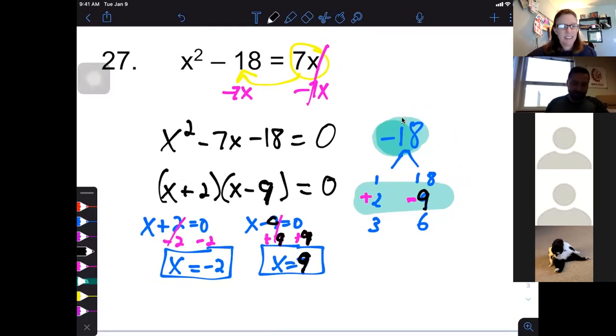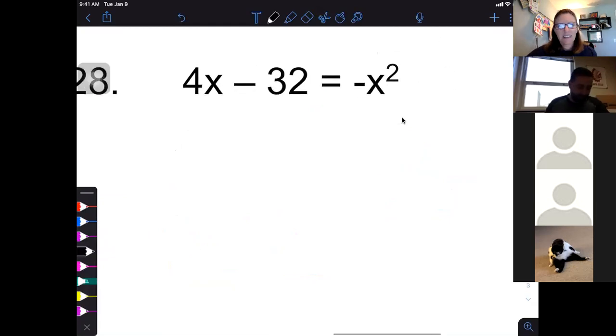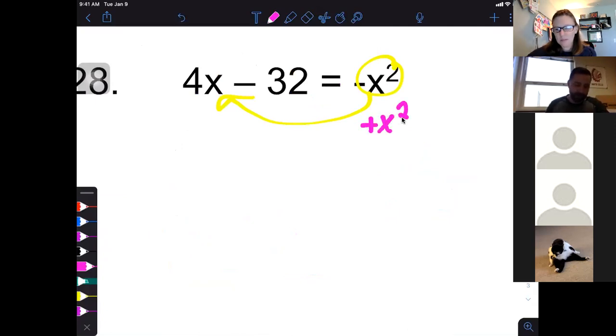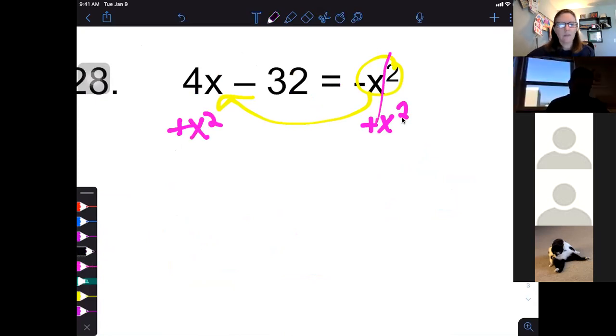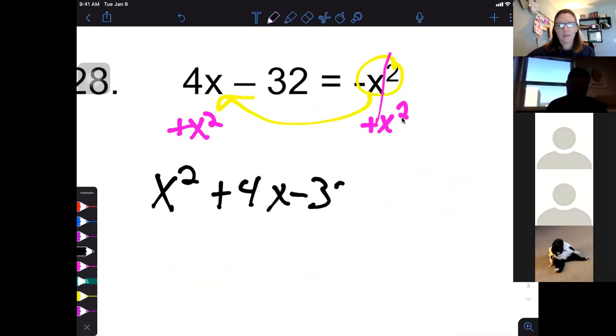So good call. 28. We want to get this negative x squared over to this side. So the opposite of subtracting an x squared would be adding an x squared. If we do it to this side, we also have to do it to this side. So that leaves us with x squared plus 4x minus 32, and that equals 0.